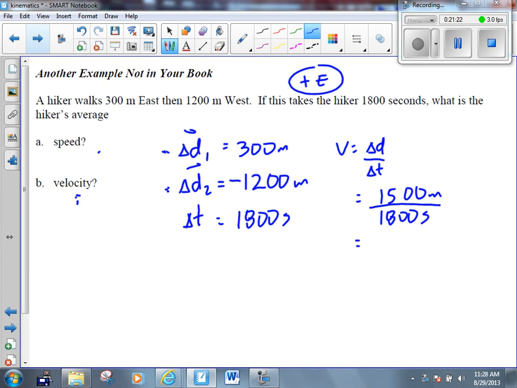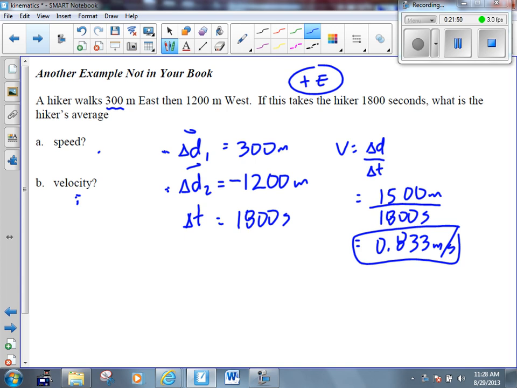And I believe that is 0.83. Is that right? It would actually be 0.833 meters per second. It would be 3 digits because our least precise piece of data is 3 digits. So real similar to the last question, but big difference too. Speed equals d over t, but we got to add these together as opposed to subtract them.